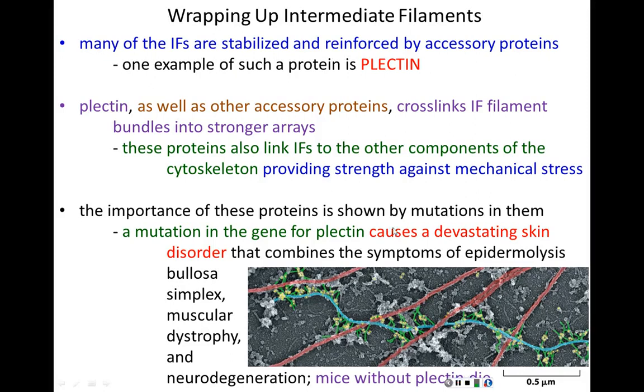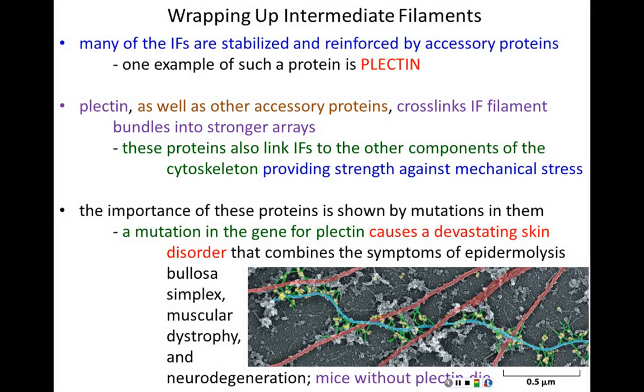So why would that be? Why would a mutation to plectin, not even a cytoskeleton protein in its own right, cause a disease or a syndrome that is even worse than mutation to an intermediate filament specifically? Well, remember, epidermolysis bullosa was specific for the keratins.